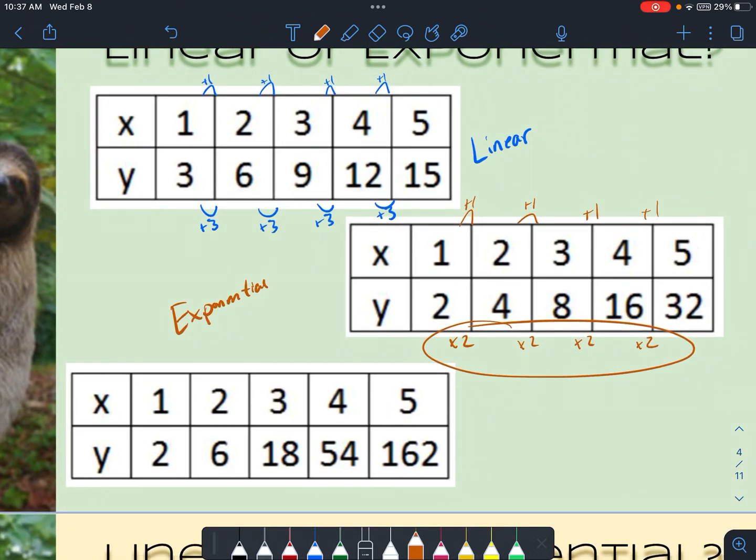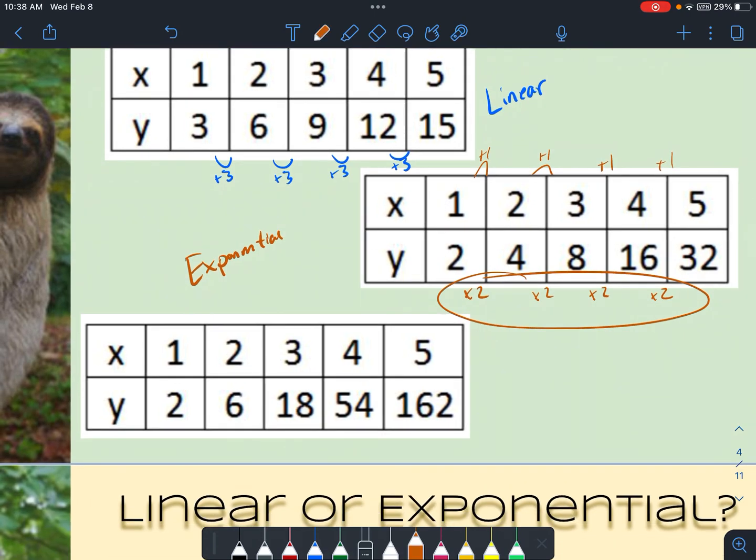So if you are ever given two tables, what you want to do is see, are we adding each time, or is there a multiplier? And if there's a multiplier, then that means we're going to have an exponential graph, or it's an exponential table. You're going to see the same thing here. This one's also exponential because we are multiplying by 3 each time.